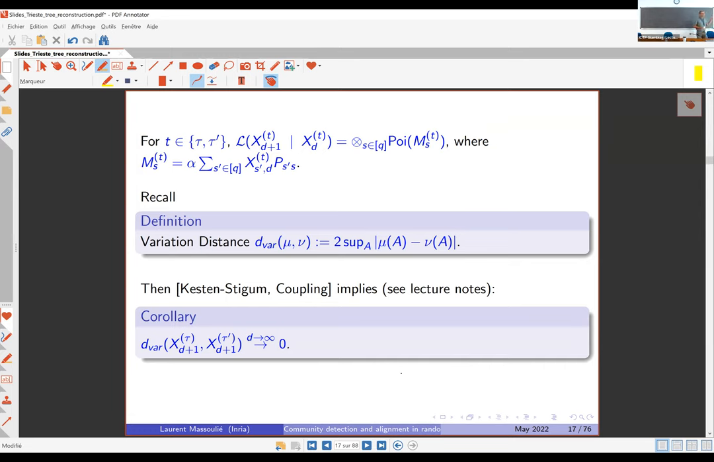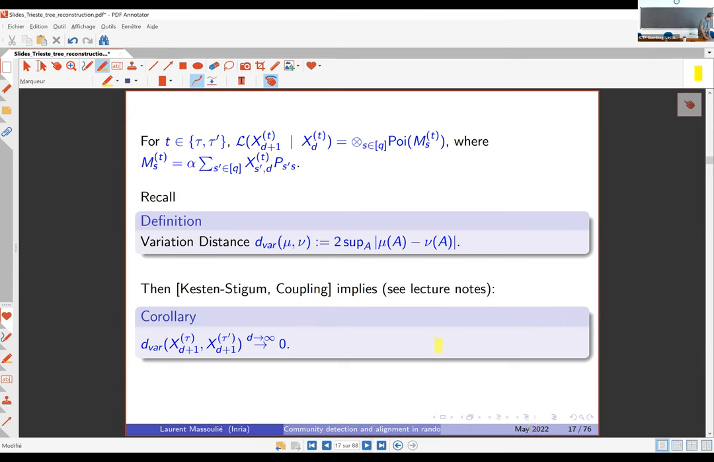And this allows you to show a stronger result at generation d plus 1, namely that you have a coupling of the census vectors at generation d plus 1 such that with high probability, the two are equal, not just close, yes, they are equal, not just distinct.